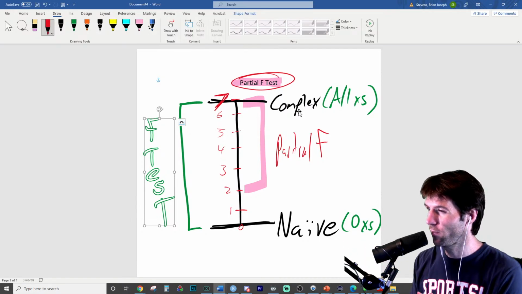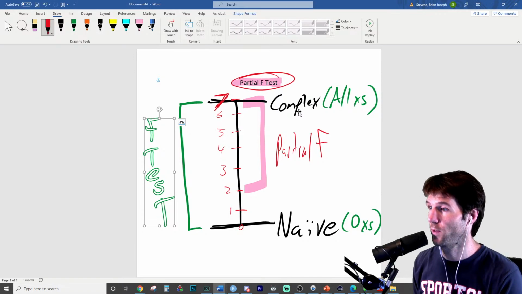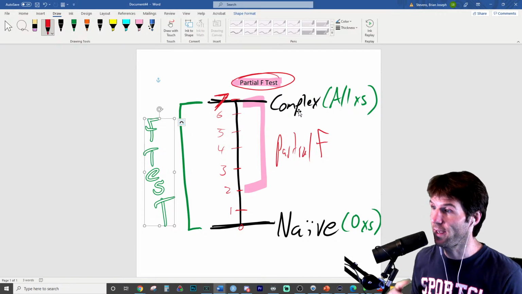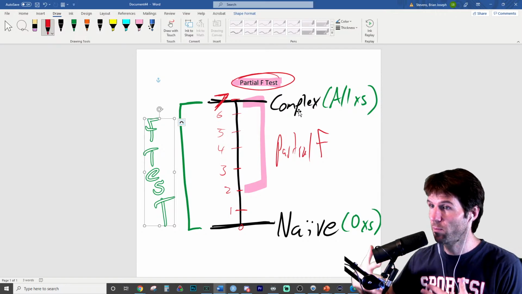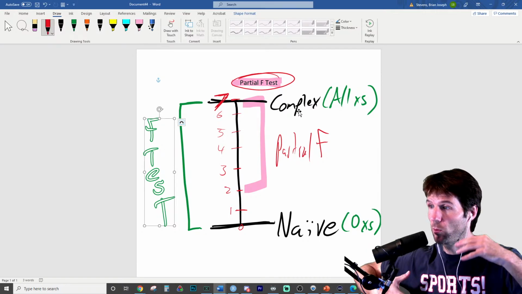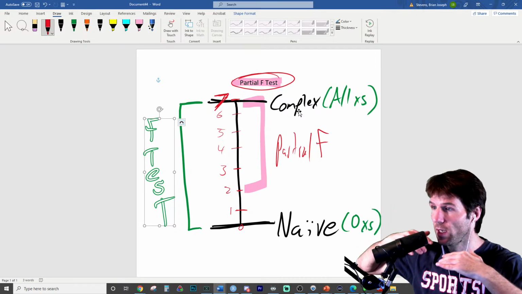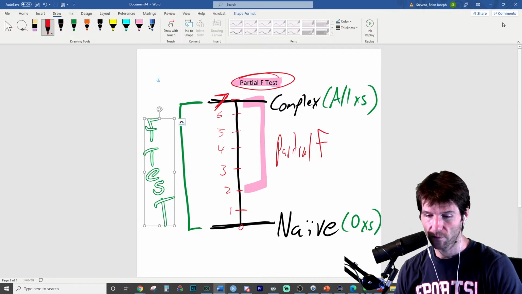Does this make sense, Charlie and Veda and anyone else right here? And we'll do it in the next question very soon. But does it make sense what a partial F test does? It looks at subsets of predictors, as we could compare a model with 2 variables to a model with 7 variables and be like, let's see how this works.